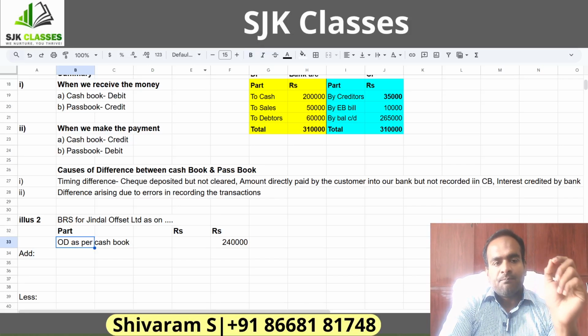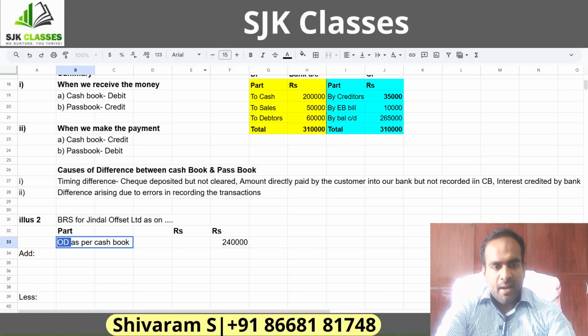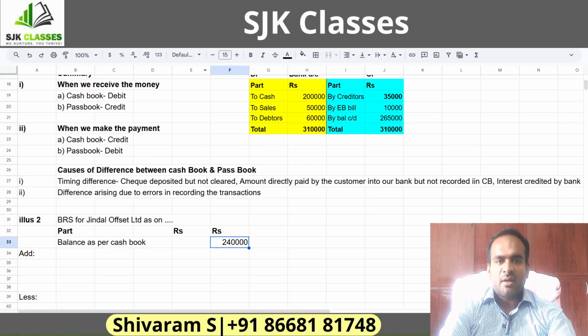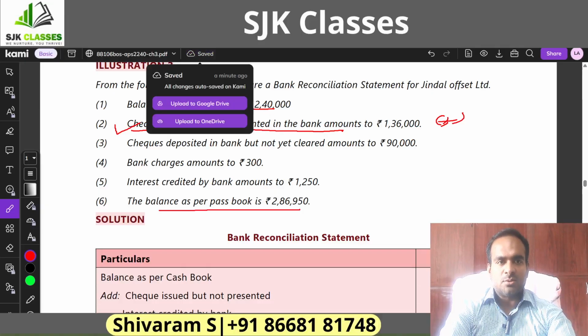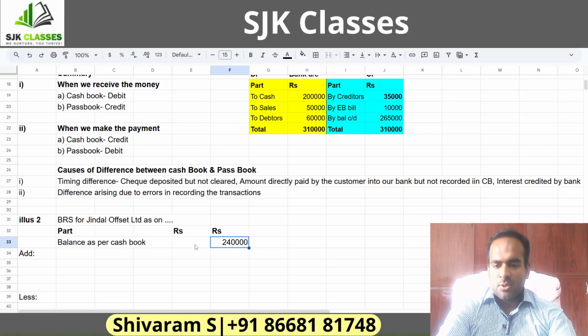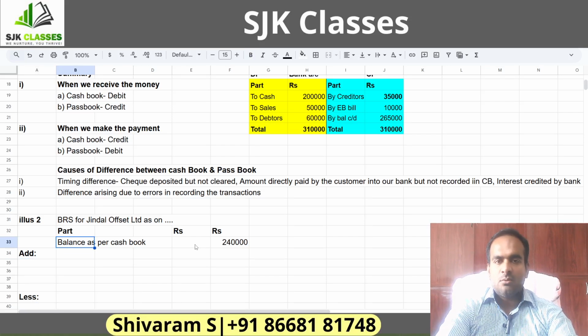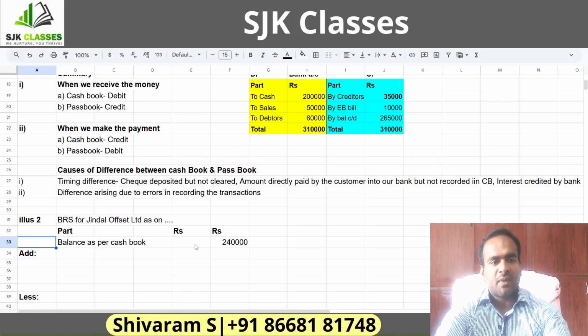On that date, balance as per cash book. So balance as per cash book is how much? We have a cash book balance of 2,40,000. So balance as per cash book is 2,40,000. Now, since for this point it's a case of addition, in the add component, you have something like add this. So print down the base. Cash book is my base here. After entering the balance as per cash book, then go for add.